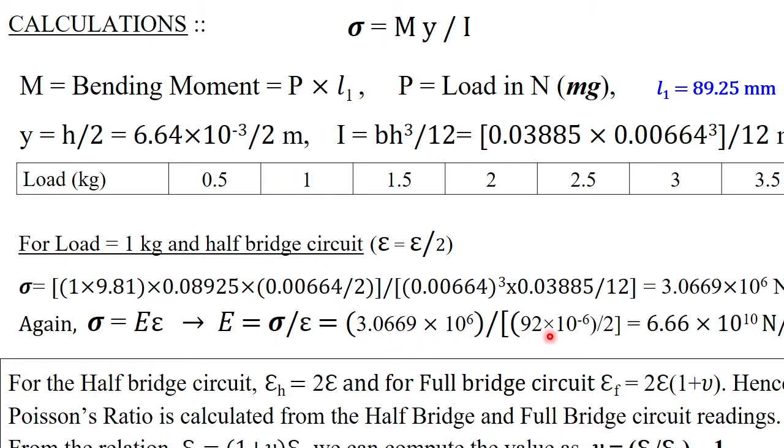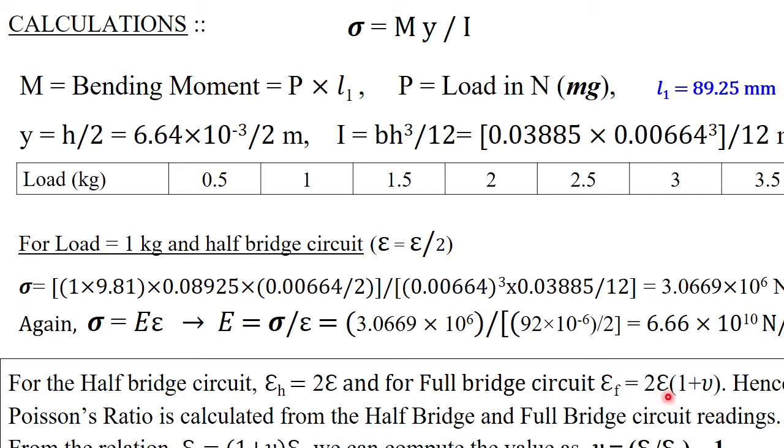So if our reading is 92, this is microstrain. So this by this particular value, this is actually the E value. So this is the E value we are getting, and what strain value will we get for a full bridge reading?